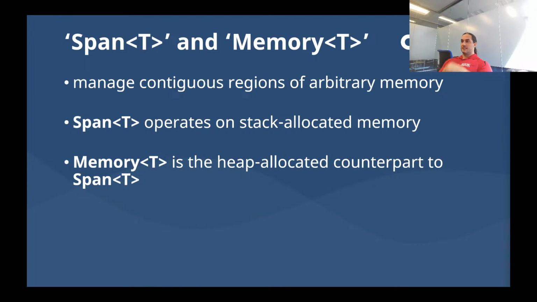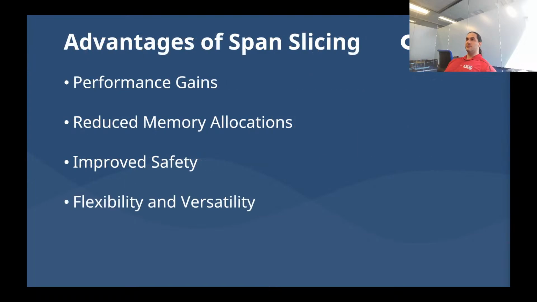Memory of T allows us to create slices of data that can be used asynchronously. It's not restricted to the stack, and if need be, Memory T can also be converted to Span of T. We do have significant performance gains from that because we do not have to create substrings. We do not have to create any strings if we create spans. We have reduced memory allocations because of that. We have potentially improved safety. We do have bounds checking, for instance, that can protect us against certain programming errors, like buffer overflows.